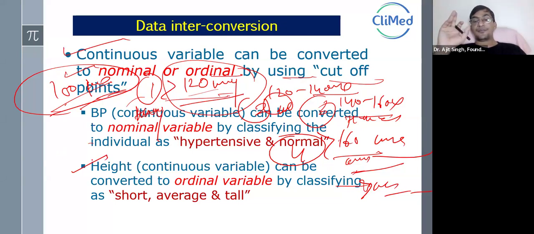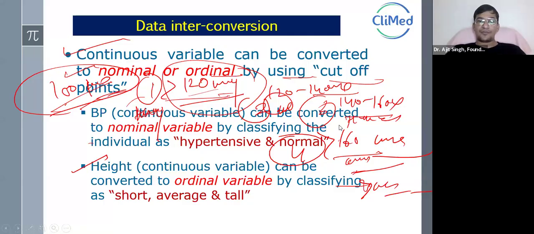But guys, remember, it cannot be reversed at all. If data is nominal or ordinal, you cannot convert it into continuous. This is only a one-way path. You can convert only continuous data into other types of data, but not ordinal data into continuous. I'll practice it with you after these PPTs. There are a few more introductory PPTs.